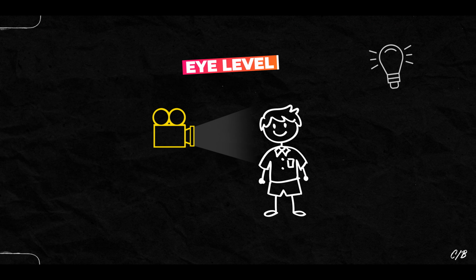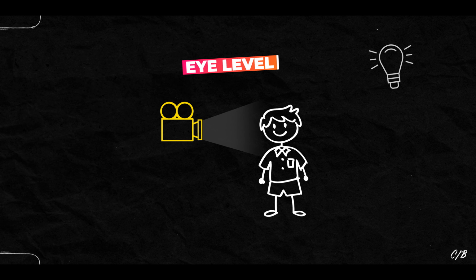This is when, well, the camera is at eye level, and we use this whenever we want our shots to be neutral and when we don't want to say anything with our camera. This is the most natural way to look at something from our own perspective, for example when we talk to another person.